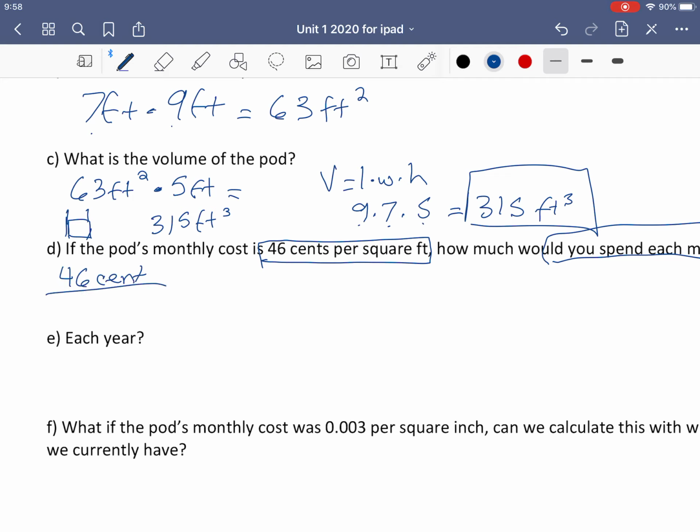And you may want to write that 0.46. Actually, I'm going to, because I don't want my answer in cents. I want it in dollars. So I've written it as 0.46 now per square foot. If I want just dollars left, unit analysis tells me I've got to get rid of those square feet. Where are square feet? For this pod, the answer for square feet is 63 feet squared.